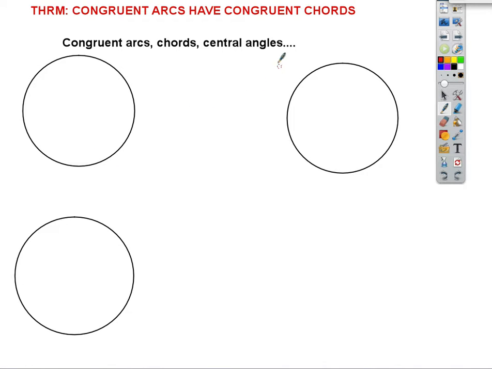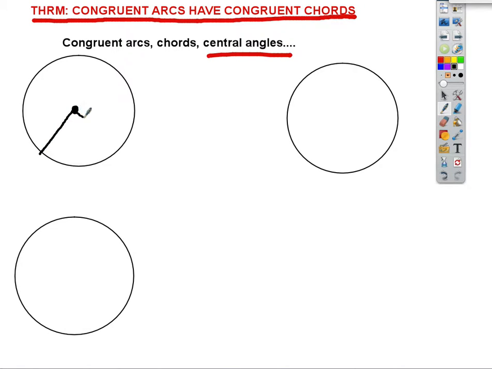Okay, so something else you might learn: this theorem talks about congruent arcs having congruent chords. What that means is it all connects to the central angles. If you remember, we spoke about a central angle in a circle. So let's look at this central angle. Let's say this is circle A, and angle CAT is 80 degrees. Well, we know then that arc CT is also 80 degrees.